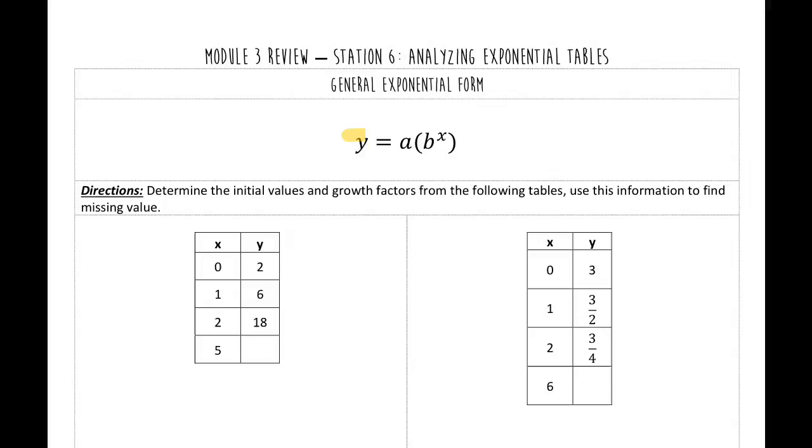Today in the station we're still analyzing exponential functions, but now we're analyzing the tables, and the point of analyzing the table is kind of twofold. One, we want to be able to write an equation that has this format from these tables, but we also want to use whatever pattern is happening in the table to continue the pattern to figure out what should go in these missing boxes here.